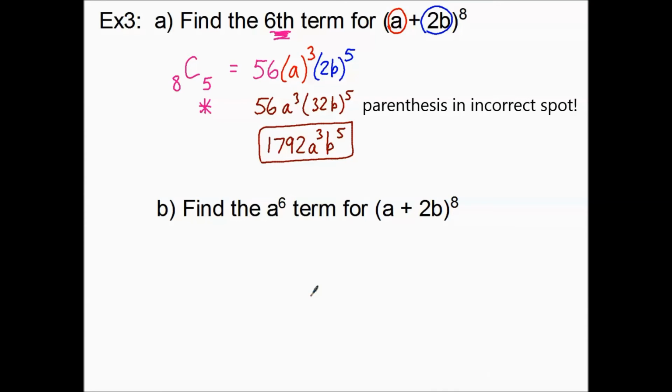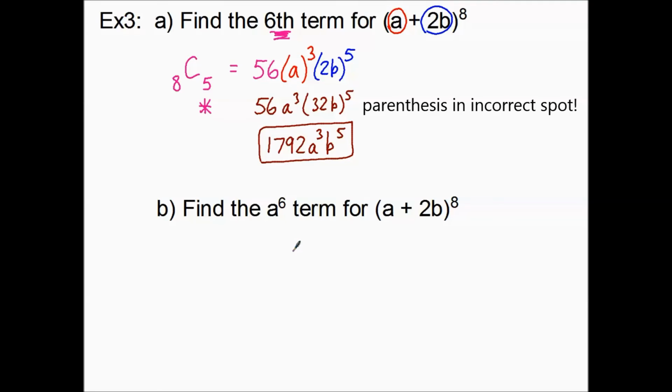So example 3b is asking the same sort of question, but asking it a little bit differently. It says find the a to the 6th term for this expansion. Same expansion, but this time we're looking for a specific term, but we don't know which term to find. It's the term that would have a to the 6th in it. This term has a cubed in it. We need to find the term that has a to the 6th in it. So I need to know which term we're talking about.